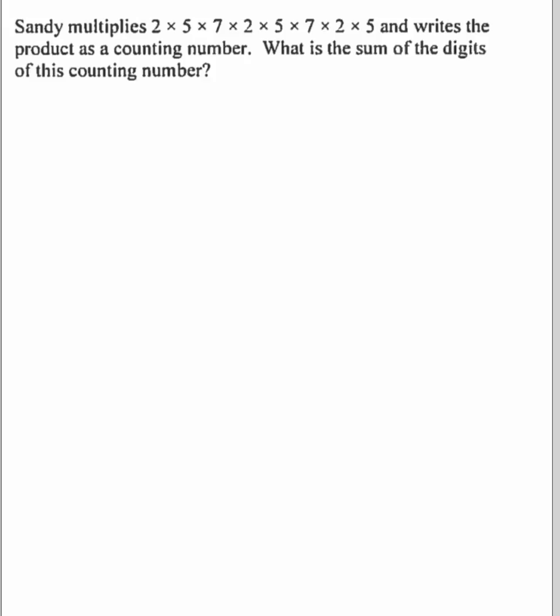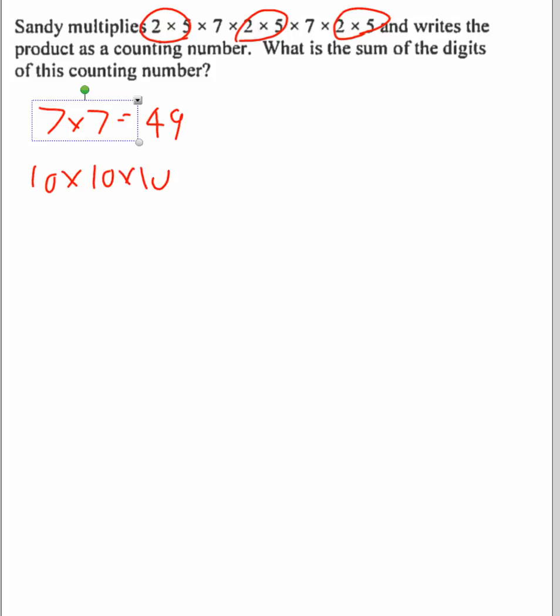One of the quickest ways to multiply this number in your head without a calculator is to break it down. So you know that 2 times 5 is 10. So that's really 10 times 10 times 10 and 7 times 7. You know that 7 times 7 is 49. And you know that 10 times 10 times 10, 3 zeros, so it's 1,000. So then really all you have is 49 times 1,000.